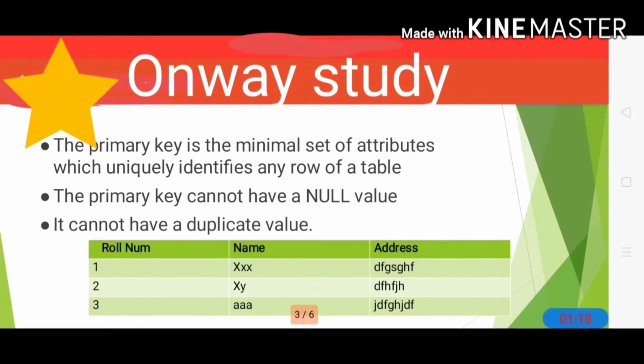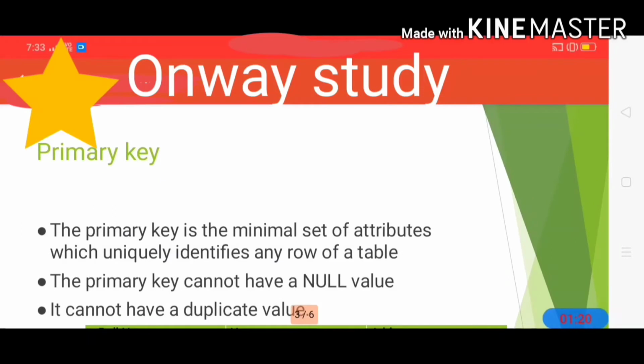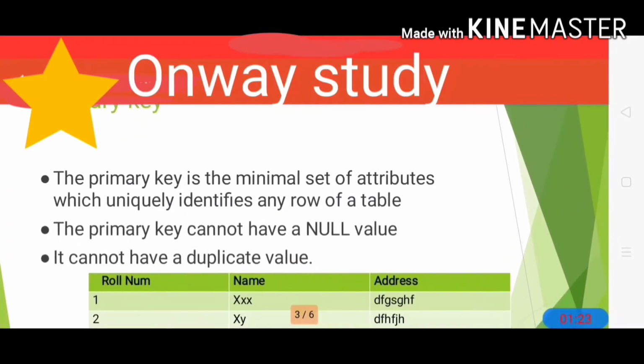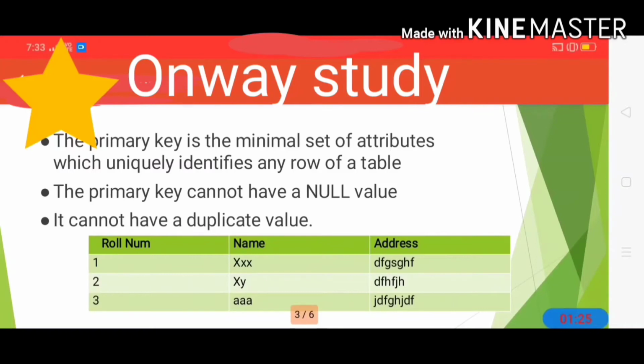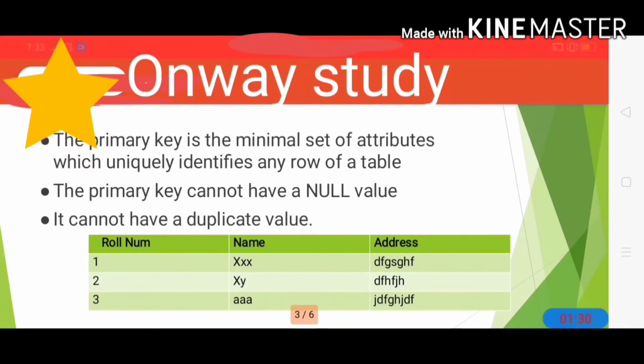First we see the primary key. The primary key definition is: the primary key is a minimal set of attributes which uniquely identify any row of a table. The primary key cannot have a null value. It cannot have duplicate values. Primary key means that it uniquely identifies the data and primary key values are not equal to null values.